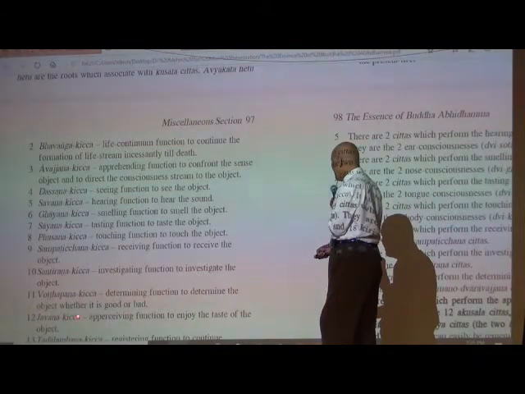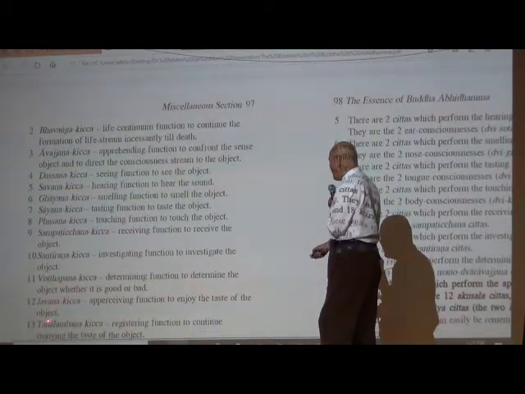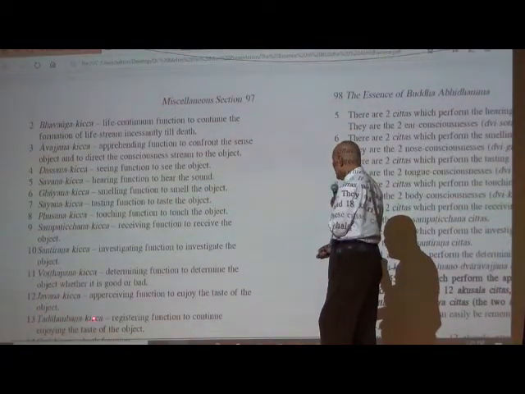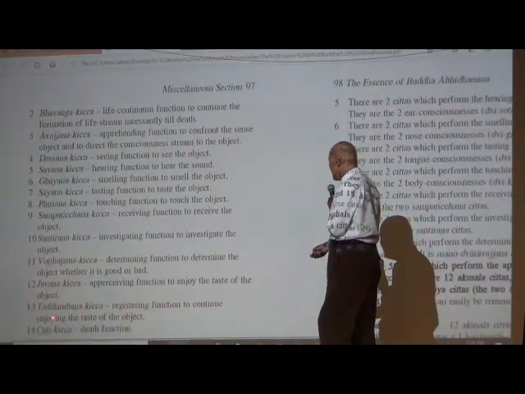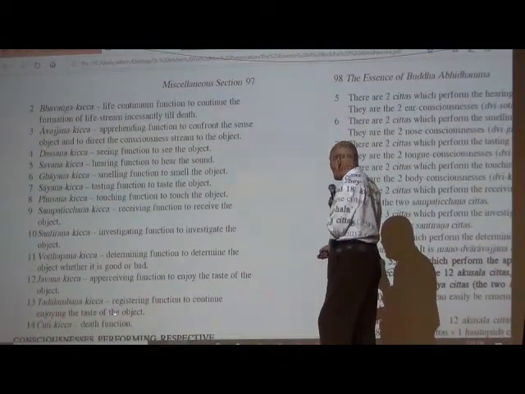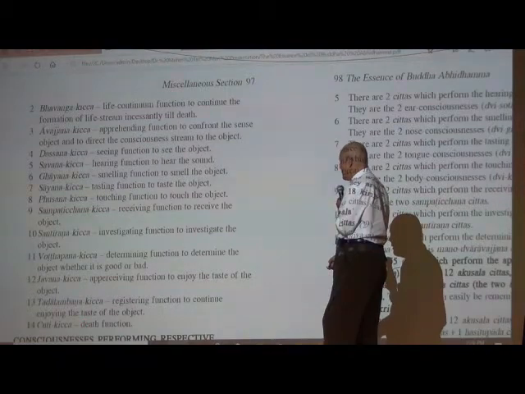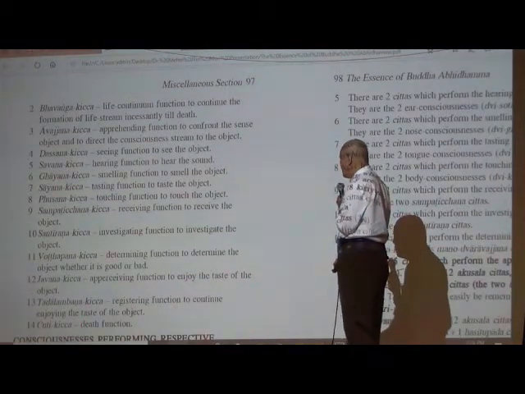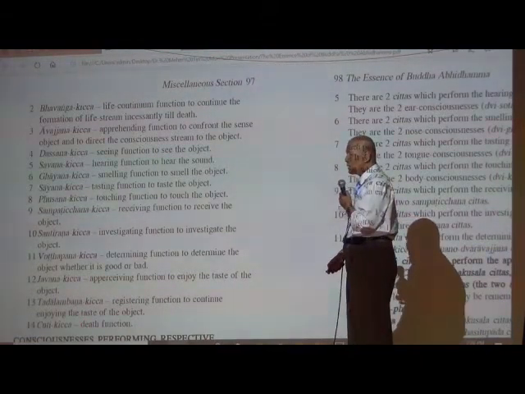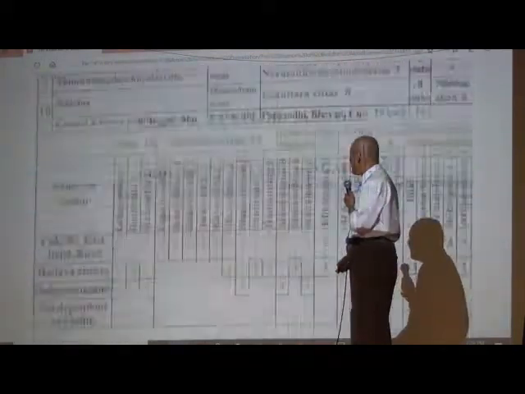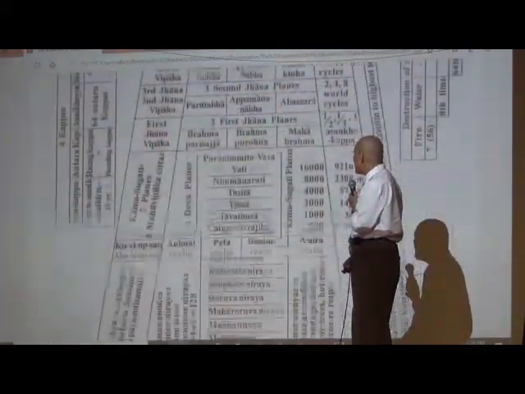Javana Kecha is the perceiving function, to enjoy the taste of the sense object. And Tadha Lambana Kecha is the registering function, to continue enjoying the taste of the object. And Chuti Kecha is the dying function. So again, you can show chart number 9, the last chart.